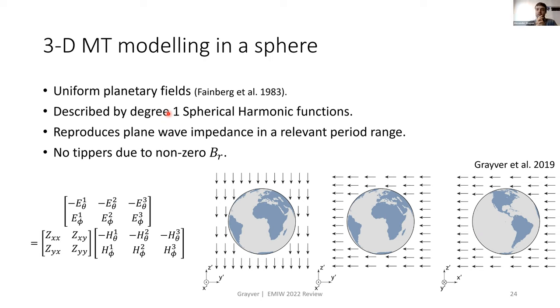Then there were a few works which introduced and implemented source models that allow one to calculate valid 3D MT transfer functions in a spherical frame. One such approach was based on an earlier idea by Feinberg and colleagues, exciting Earth with three polarizations, which represent uniform magnetic fields along the axes shown here, and then you can derive the impedance tensor in this way. This parameterization works for the impedance tensor in a relevant period range, but it does not allow one to calculate tippers because there is an intrinsically non-zero radial field due to these source polarizations.